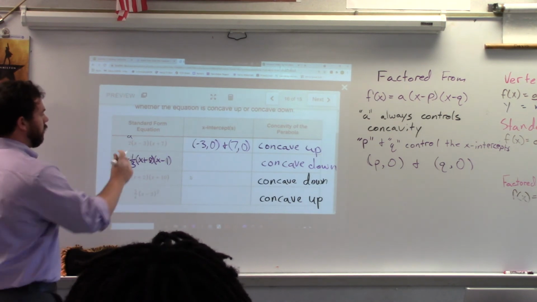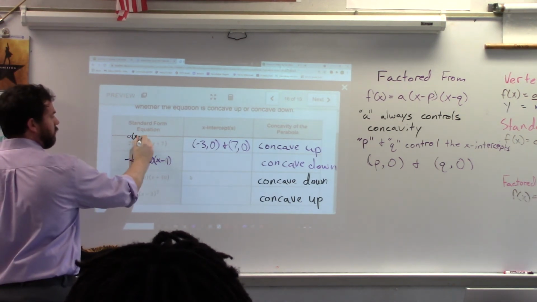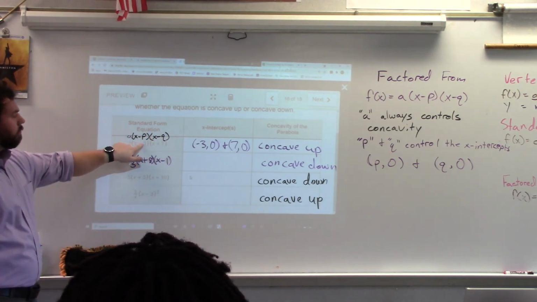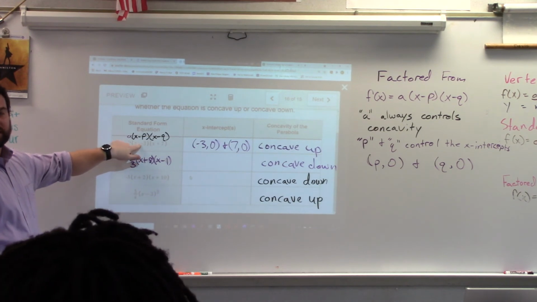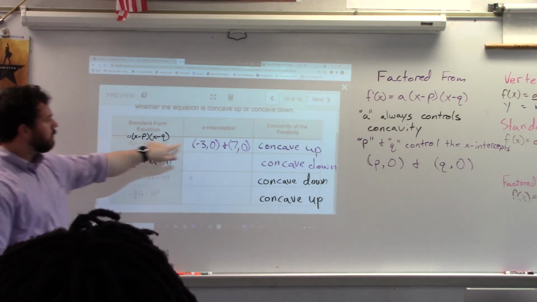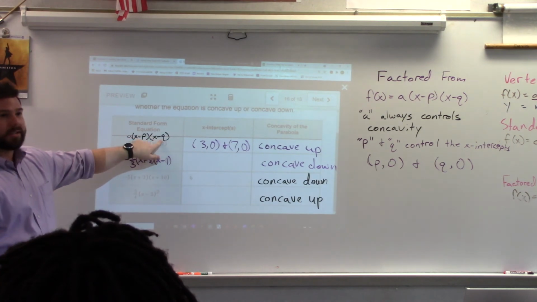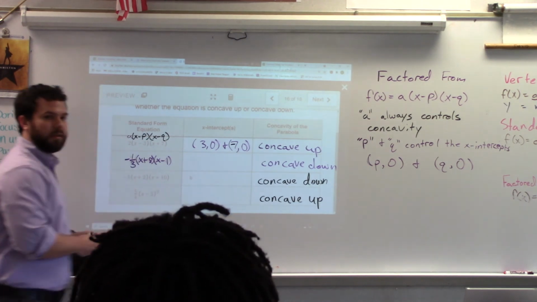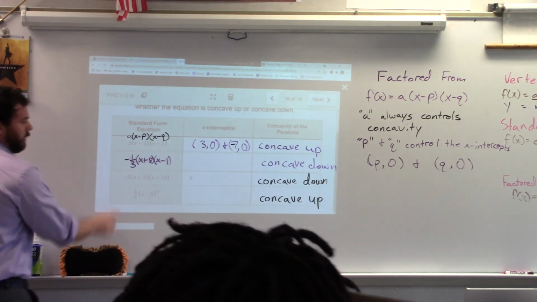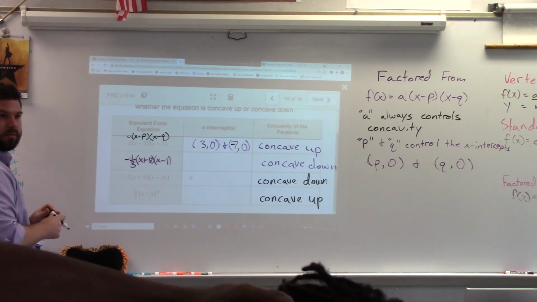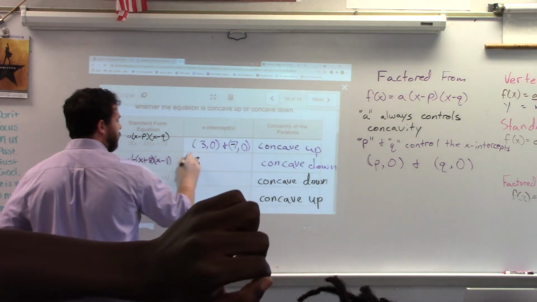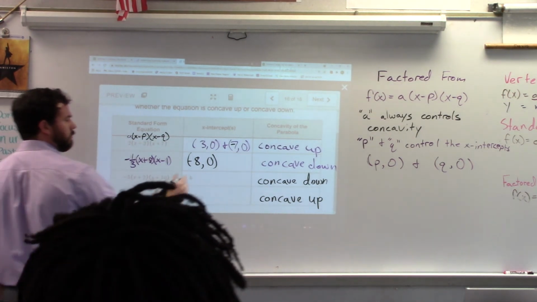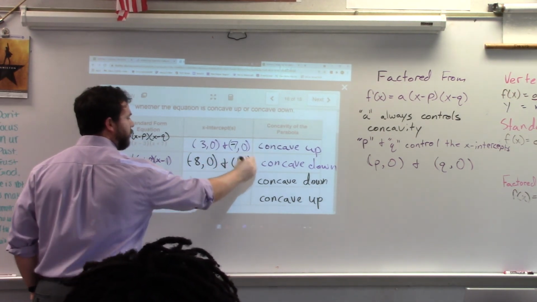The x-intercepts were negative 3, 0, and 7, 0. So the next one would be negative... hold on. x minus p, x minus q, so x minus 3, p had to be negative 3, and q had to be negative 7. Okay. Trey, what do you think for this next one? It'll be negative 8, comma 0. Negative 8, comma 0. And? 1, comma 0. Yeah. Anybody want to push back on that?